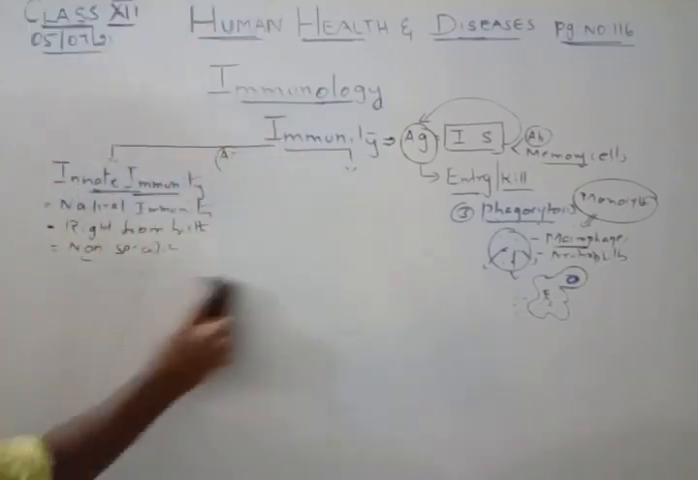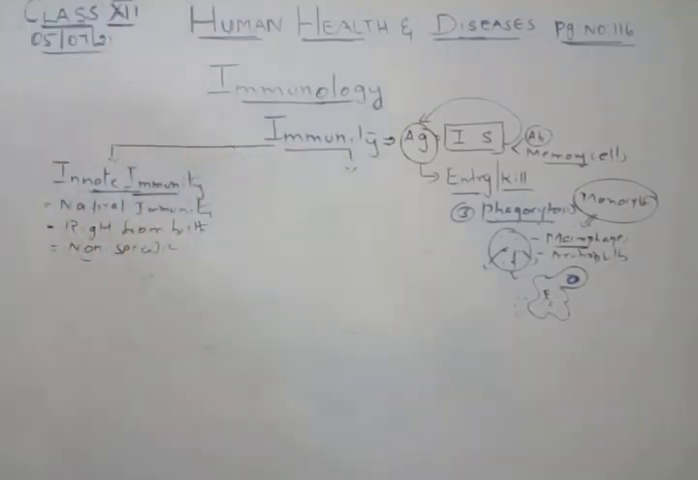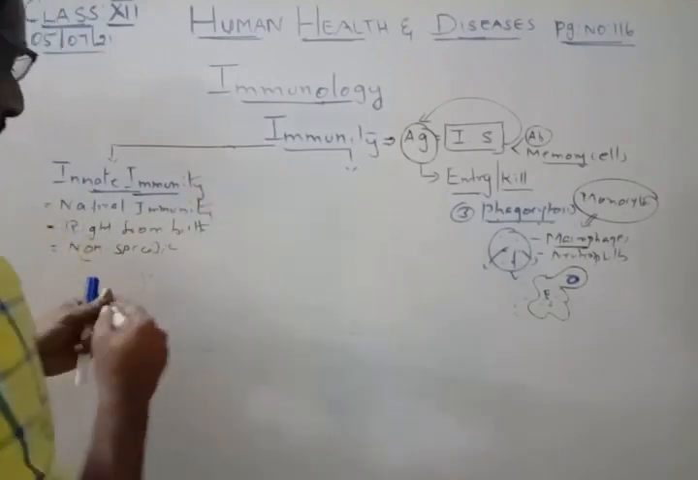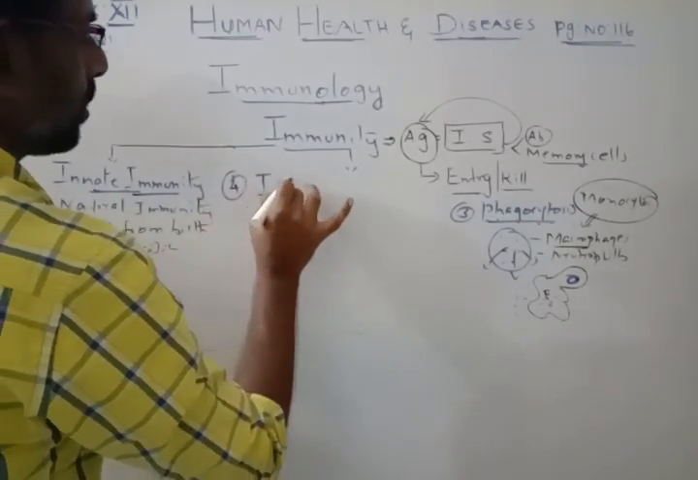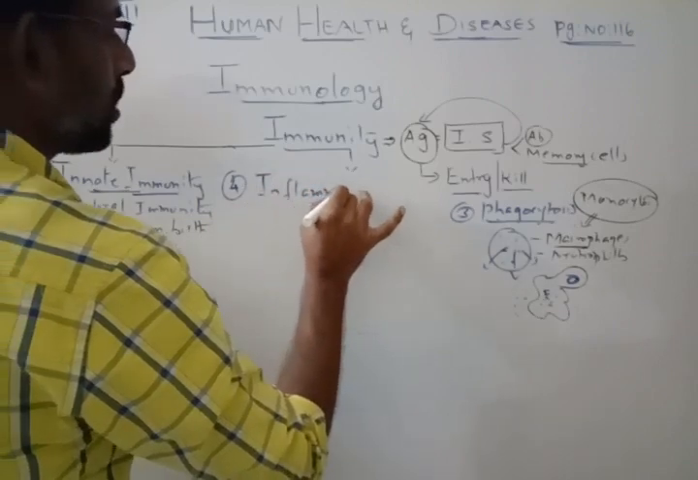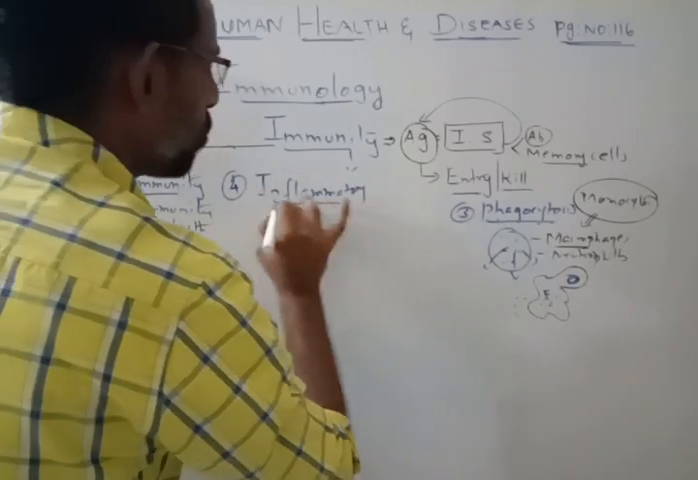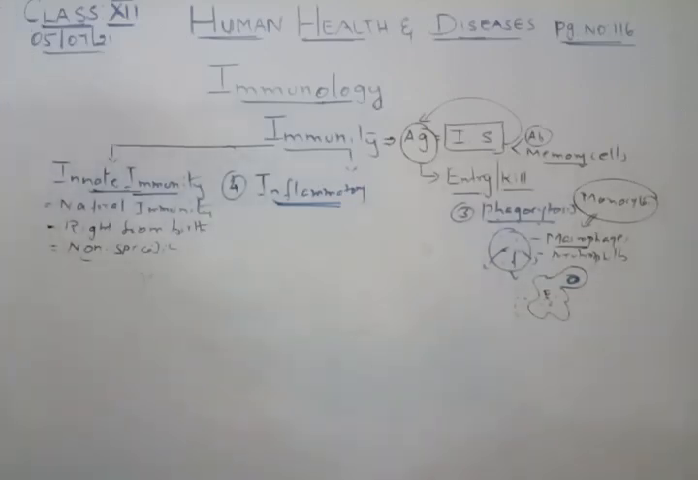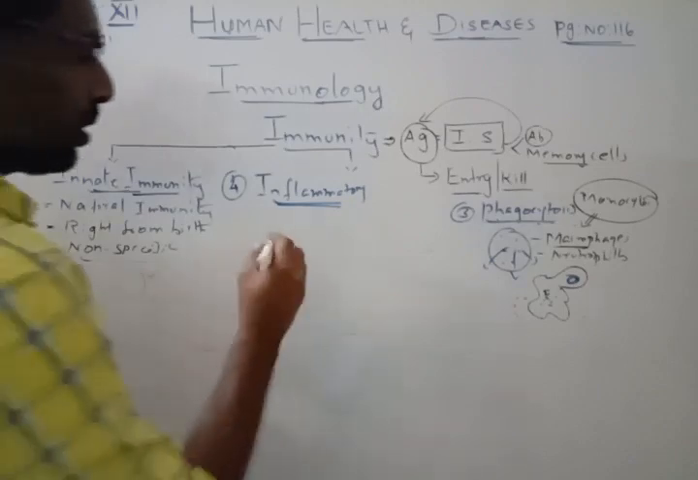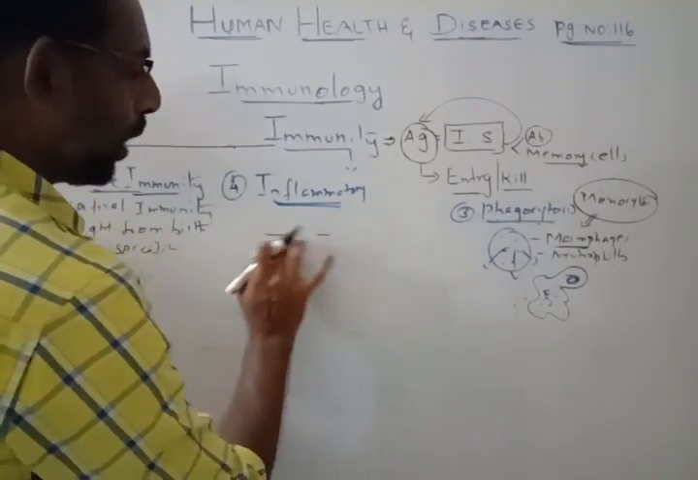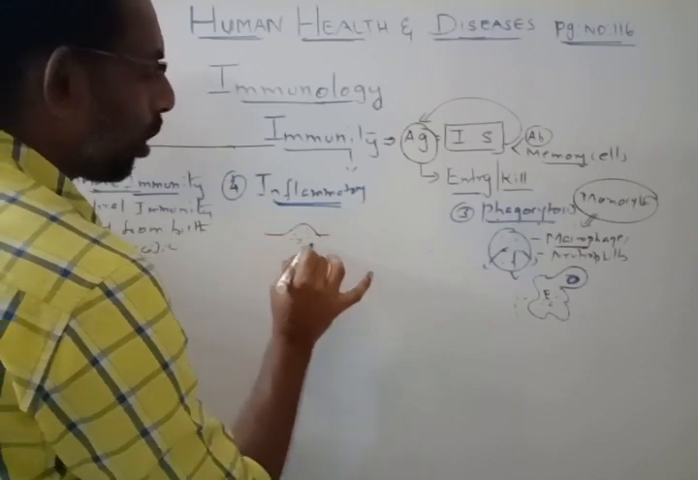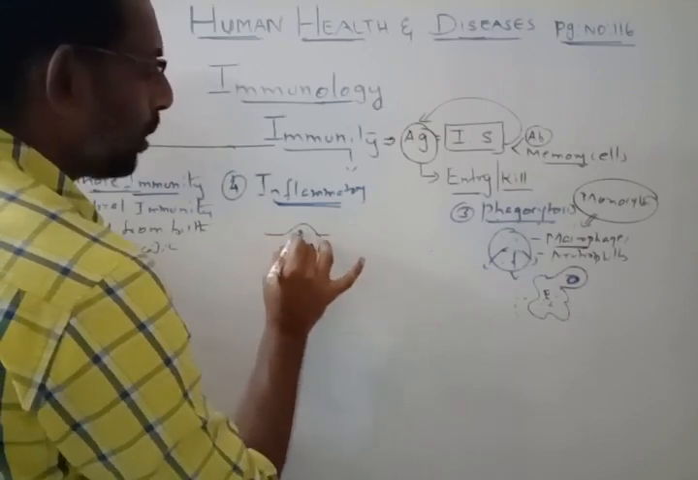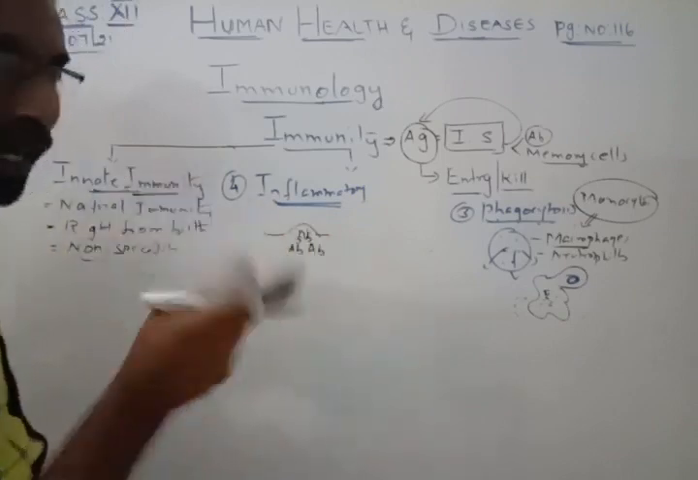The fourth type is the inflammatory process, or inflammatory barriers. Inflammation actually means swelling. If you get hurt or wounded, swelling takes place. Why swelling? This is a normal tissue. When the tissue gets injured, it swells, because you will have accumulation of antibodies. Because of these antibodies getting accumulated, it swells. So swelling is very good.